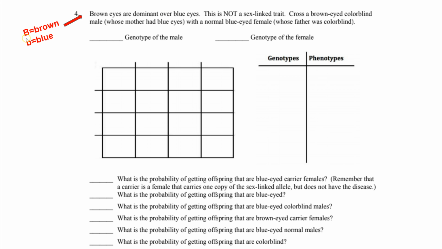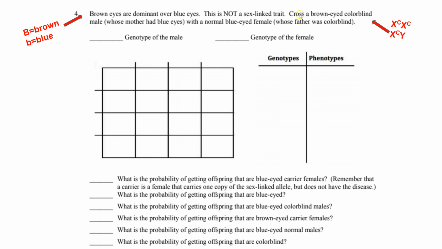So I've just got a regular brown eye trait, brown eye dominant, blue eyes recessive. It says it's not sex-linked. Okay, color blindness we know is sex-linked. So to be colorblind, if you're a girl, you have to have 2 of them, right? You have to have XC, XC. If you're a boy, you just have to have 1 of them, XCY.